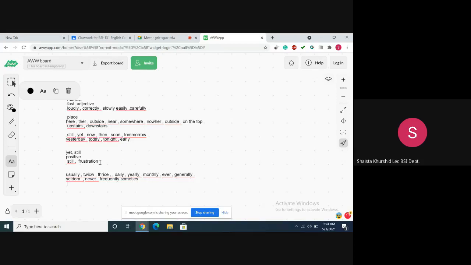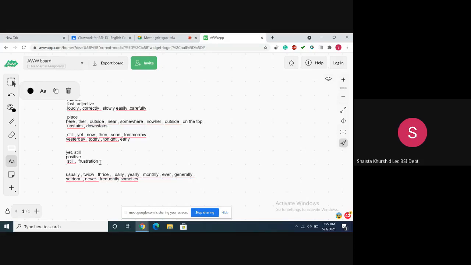So, he goes to school daily. She never smokes. We can also say that "seldom" gets very near to "never", right? So, barking dogs seldom bite. The employees are paid monthly. They are paid yearly. They are paid weekly. Or they are given assignments weekly. Or we can say sometimes they do not perform well. So these are the adverbs of frequency, which tell how many times or how often the action occurs.